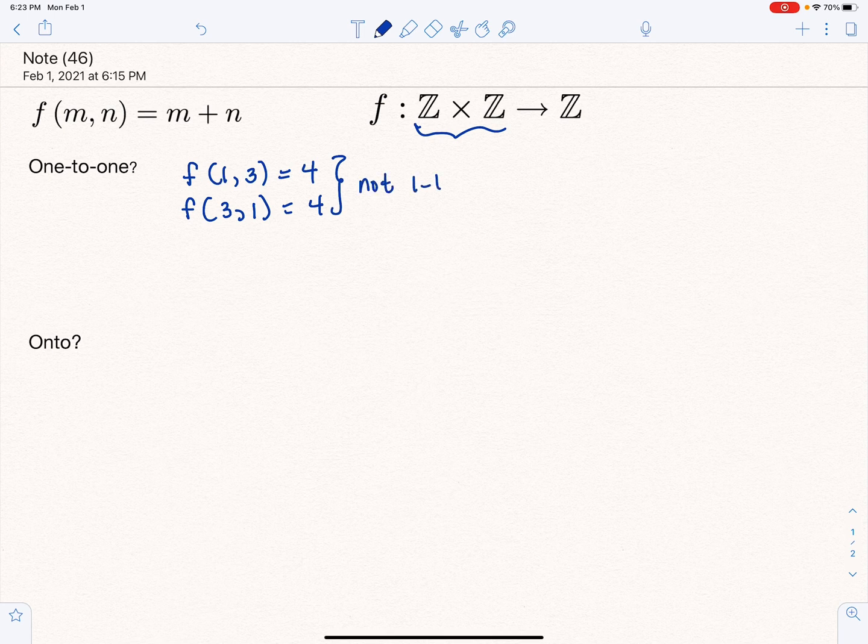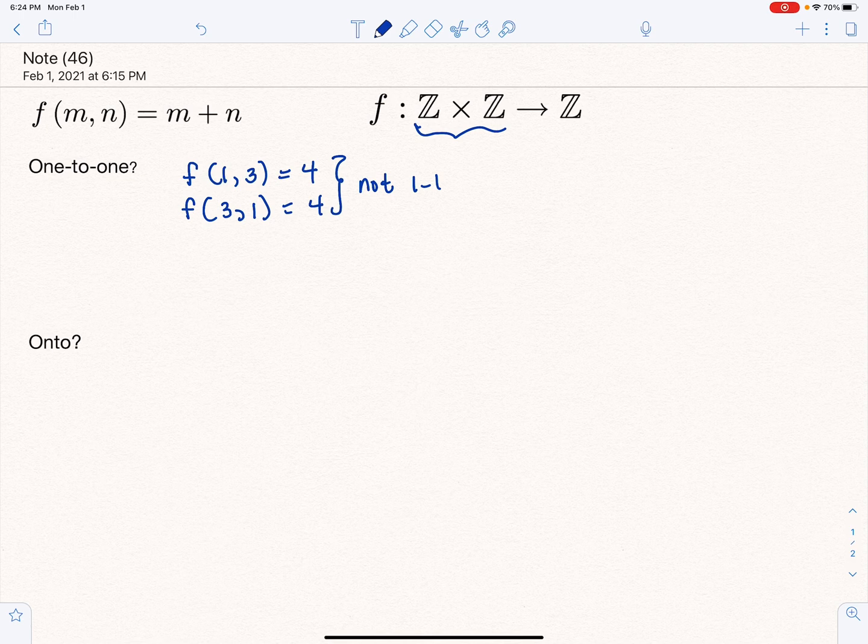In fact, functions of two variables like this are very seldom one-to-one. I'm actually blanking on, can I find a function like this that's one-to-one? So it's just not going to happen with this kind of a function. So our only hope is that maybe it's onto, and notice that the fact that it's not one-to-one definitely disqualifies this from being a bijection, which means it's a one-to-one and onto function.